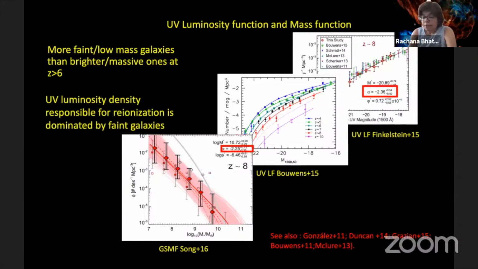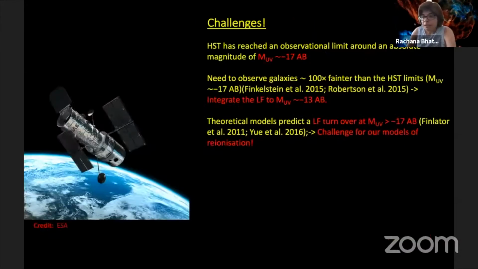And so the implication of these studies essentially is that the UV luminosity density responsible for reionization is dominated by faint galaxies. But the challenge, of course, is that these faint galaxies are beyond the detection limits of HST. And so if this idea of galaxy-powered reionization has to work, we need to integrate the luminosity function to an absolute magnitude of around -13. But another problem is that simulations actually predict a turnover in the luminosity function at some magnitudes fainter than -17.